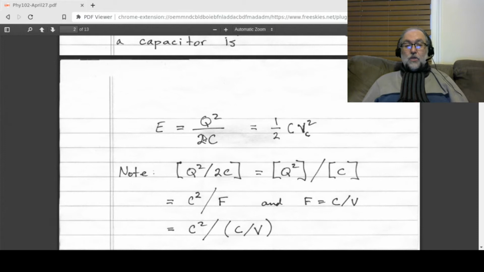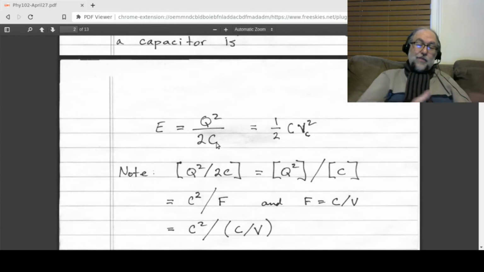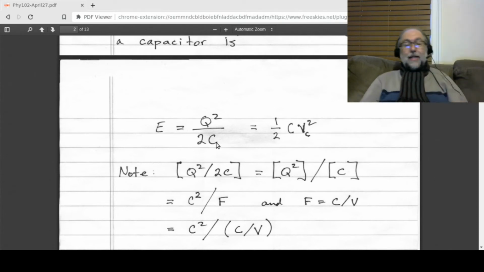You can write it as Q squared over 2 times the capacitance, and that's equal to the amount of energy that's in the capacitor. Remember, you've got to charge a capacitor up, you've got to apply a potential, and there's going to be current flowing, and as the current flows you're doing work, electrical work, to get that charge onto the capacitor, and so there's an energy stored up. So that's one way to look at the energy.